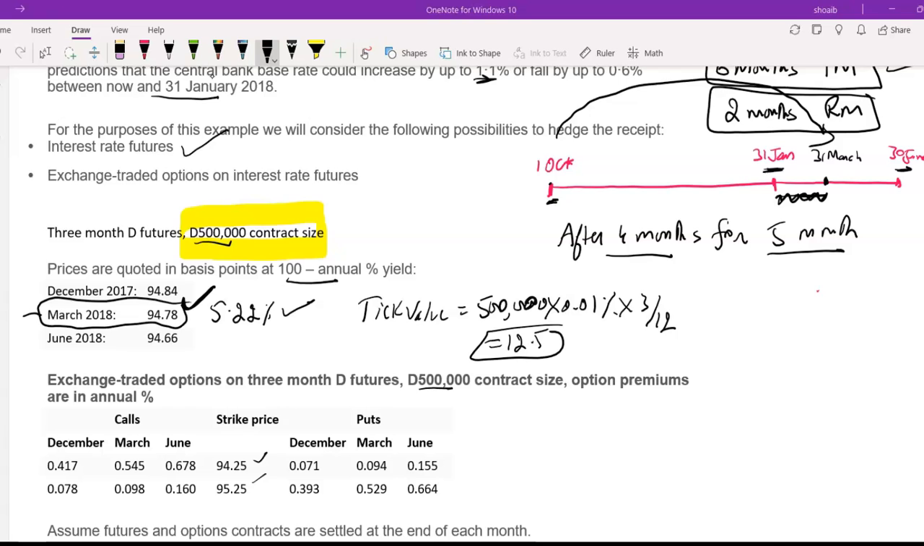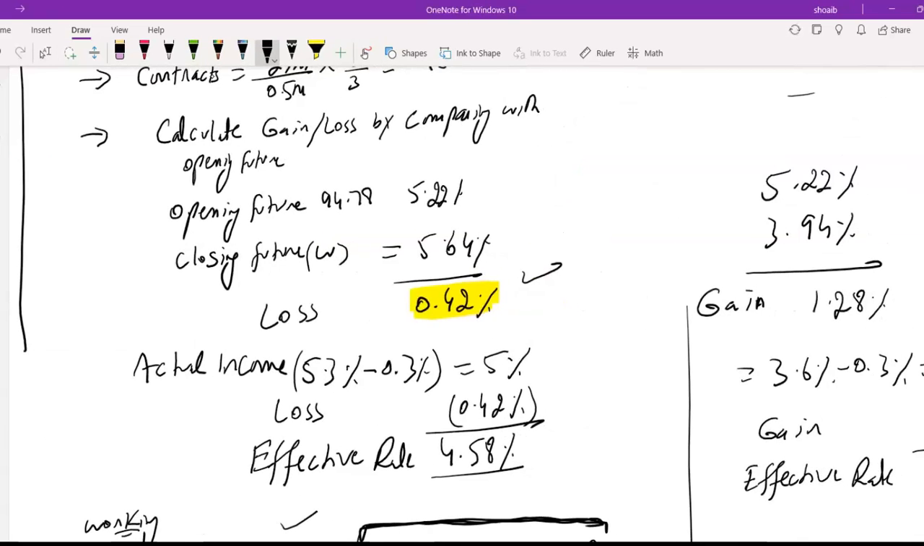Okay. Now what to do? Convert this into ticks. Whenever there is an answer, if it is a loss, if it is a gain, divide this answer with 0.01%. So number of ticks are 42 into tick value, that is 12.5, into number of contracts, that is 90. So what is the absolute amount, guys? $47,250.